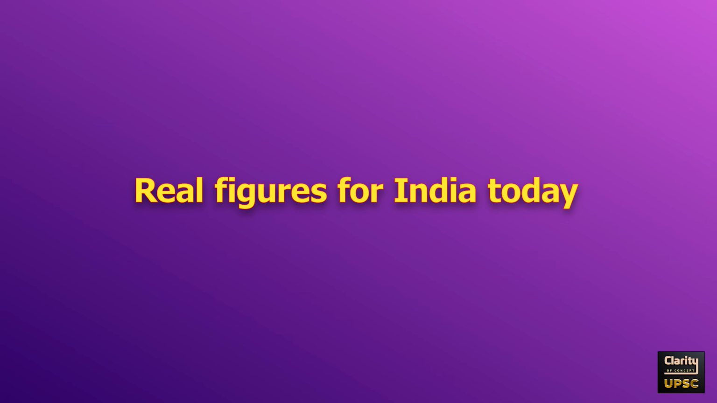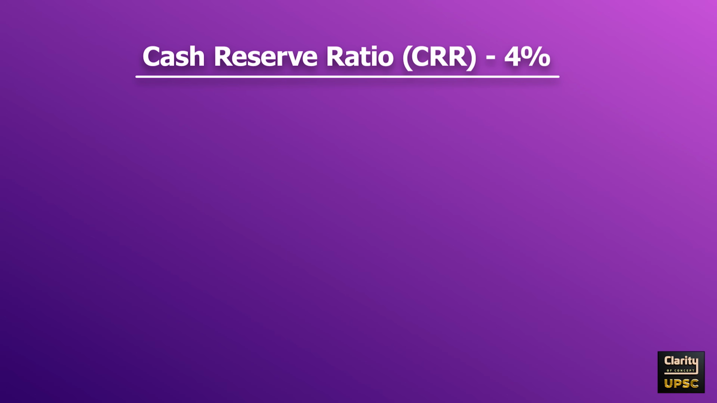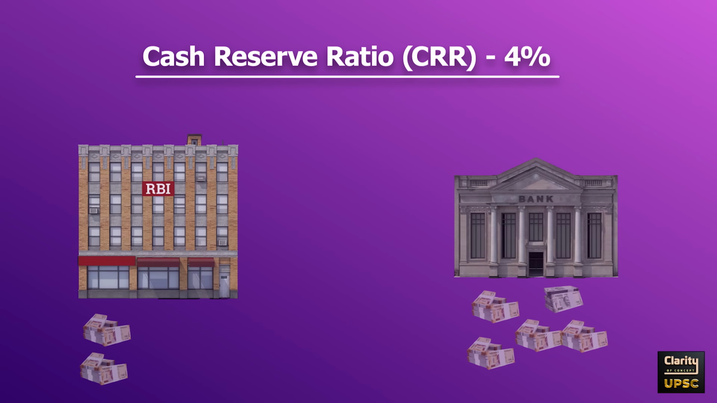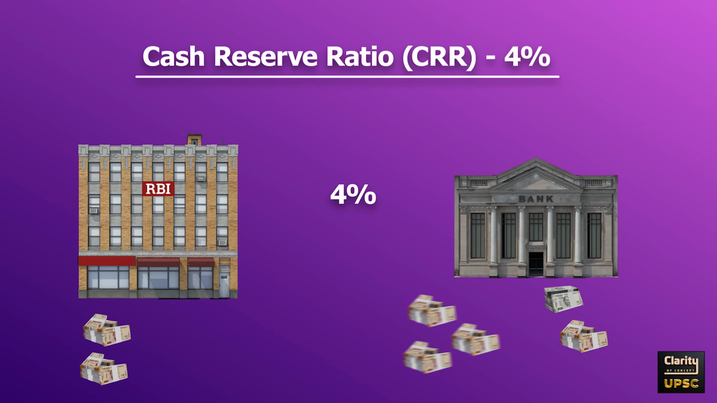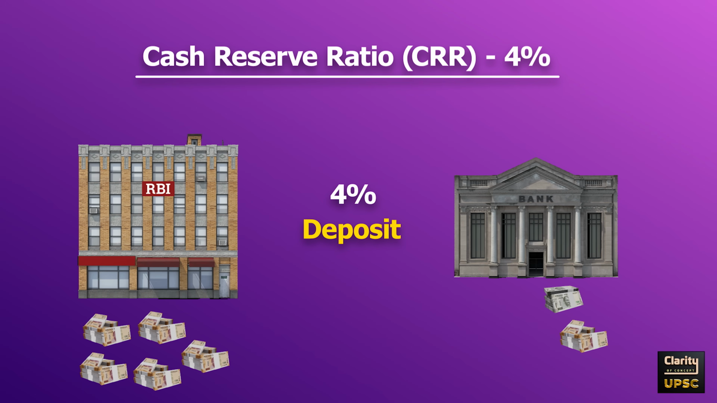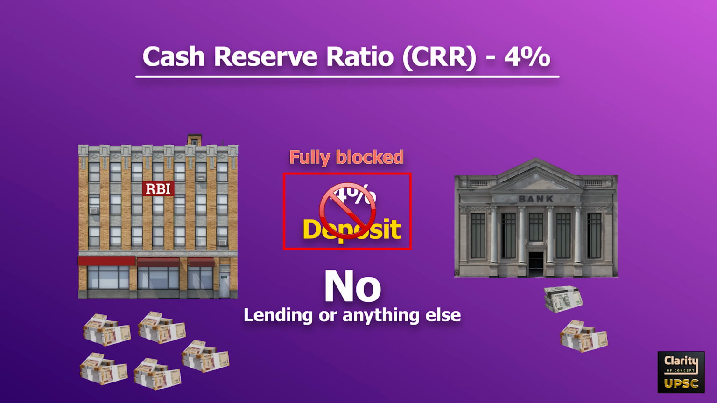Now, the real figures for India today. The cash reserve ratio or CRR is 4%. This means banks must keep 4% of their deposits with RBI. This 4% is fully blocked. Banks cannot use it for lending or anything else.